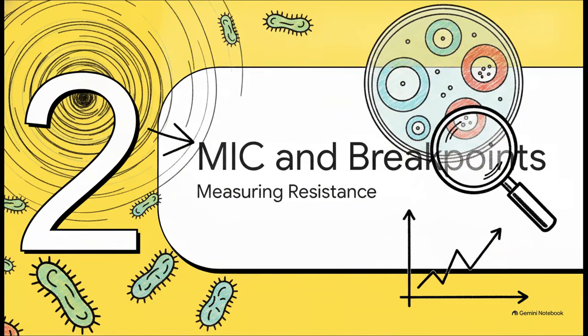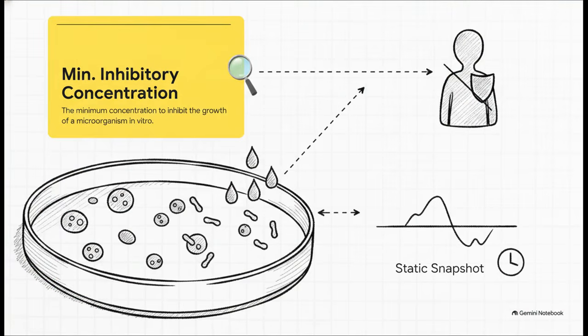Moving on to Section 2, Understanding MIC and breakpoints and how we measure resistance. Okay, so the crucial thing to remember about MIC is that we're talking about a petri dish here. It tells us the absolute lowest concentration of a drug required to visibly stop a specific microbe from growing. But since it is an in vitro test, it makes MIC a property of the drug against a microbe completely isolated from a real human body's immune system or fluctuating drug levels. It's really just a static snapshot.